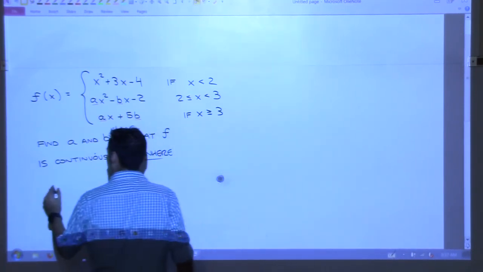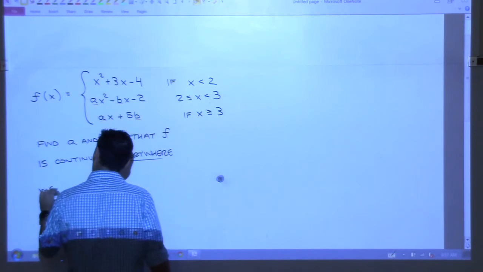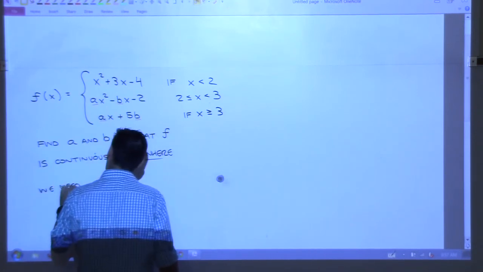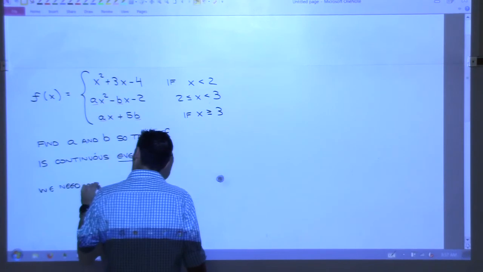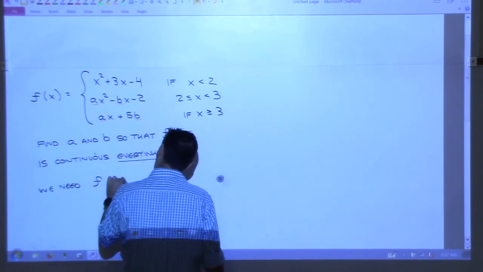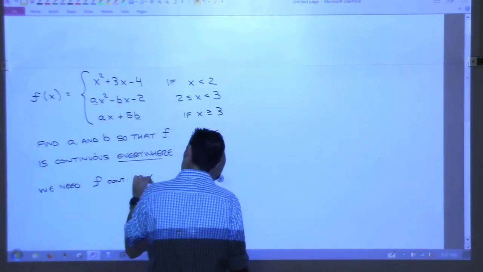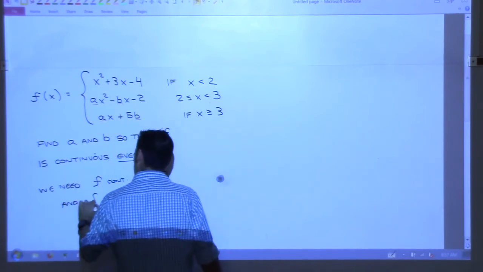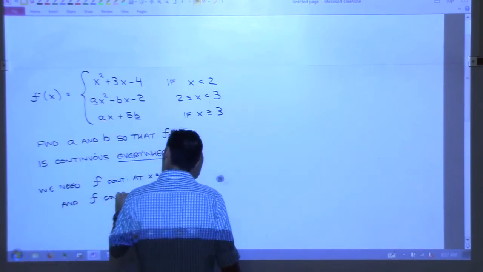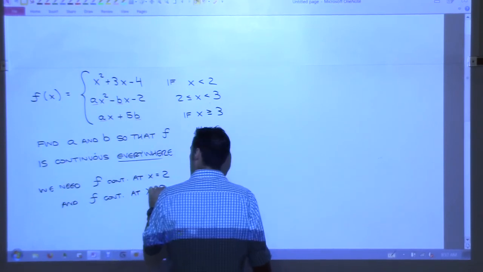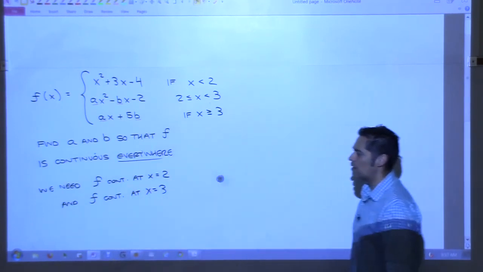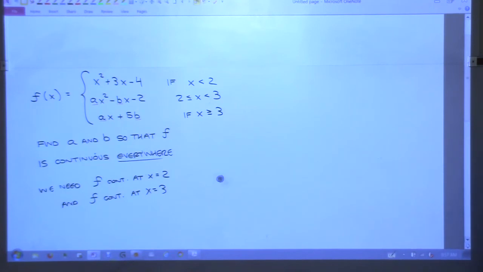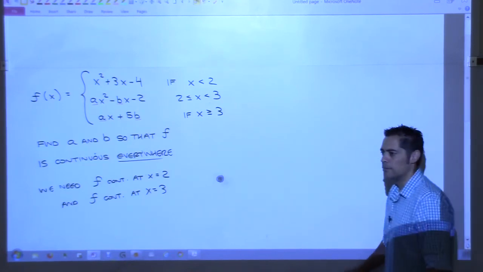So we need 2 things to hold. We need f to be continuous at 2 and f to be continuous at 3. That's what we need. If we can accomplish that, then we are in business. Do you agree? All right, let's make it happen.